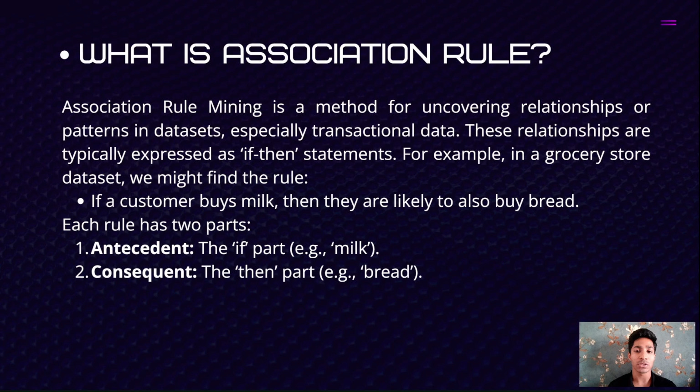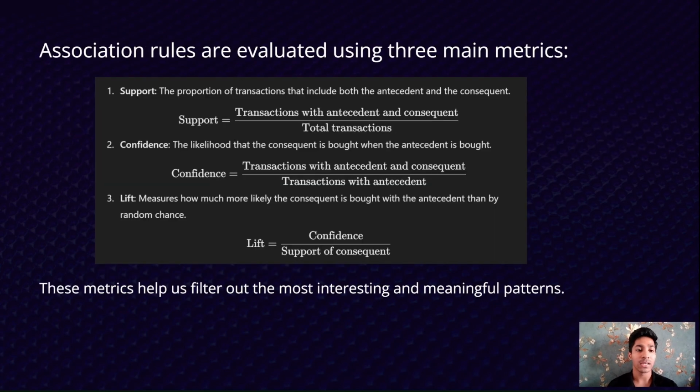An association rule has two parts. First is the antecedent, which is the if part, for example milk. Second is the consequent, which is the then part, for example bread. And association rules are evaluated using three main metrics.